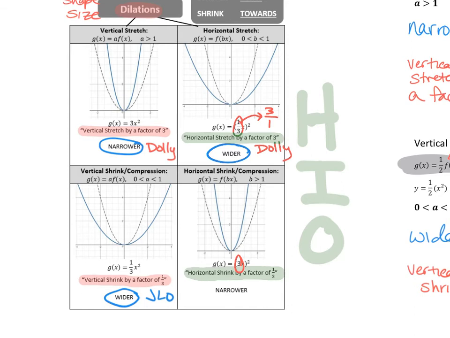3 was inside, which means I'm immediately going to use the opposite. What's the opposite, or the reciprocal, of 3? 1/3. That is a J-Lo number. J-Lo numbers are always my shrinks, but since it's horizontal, it visually looks different. This time it's not going to be wider, it's actually going to be narrower. Horizontal is inside parentheses, the opposite fraction, the opposite visual.